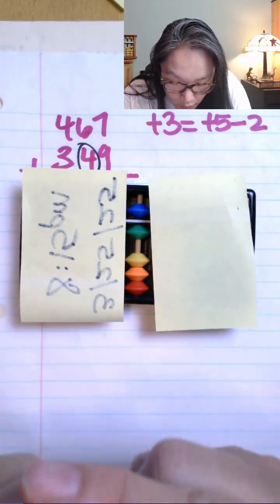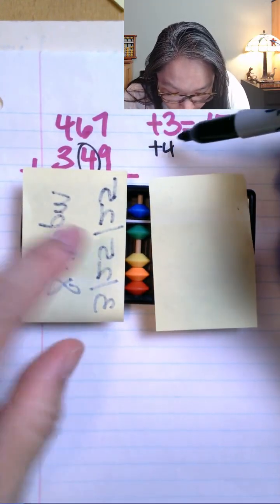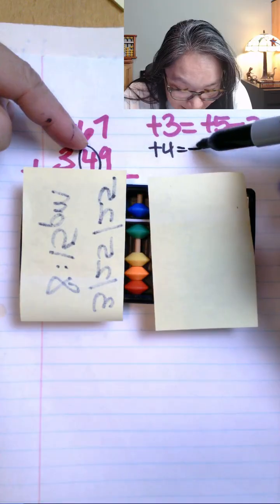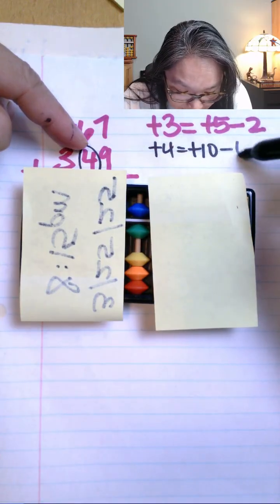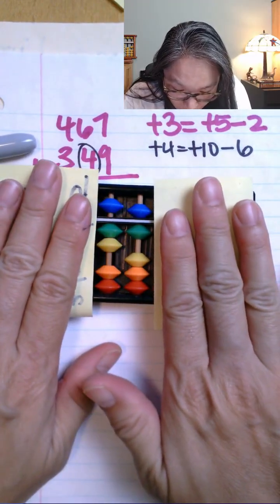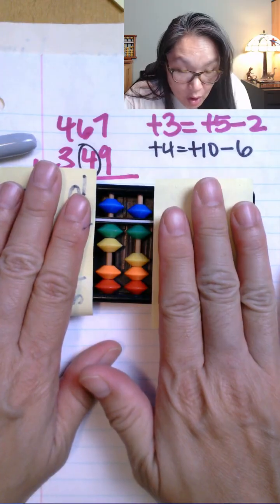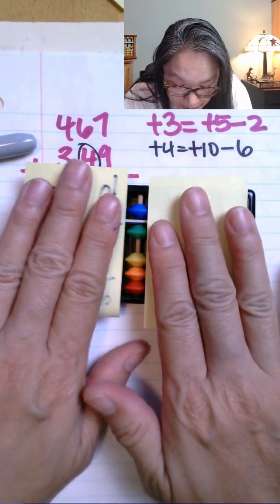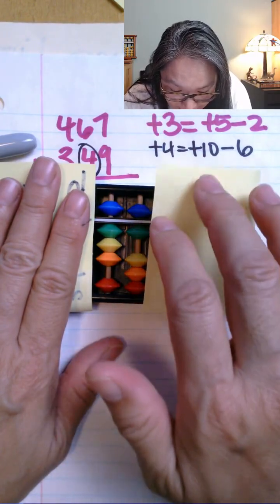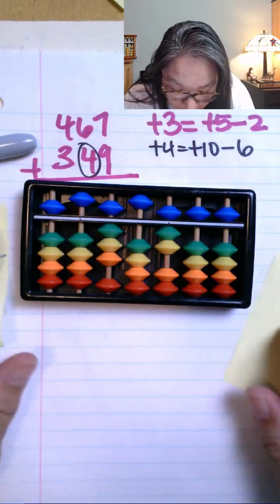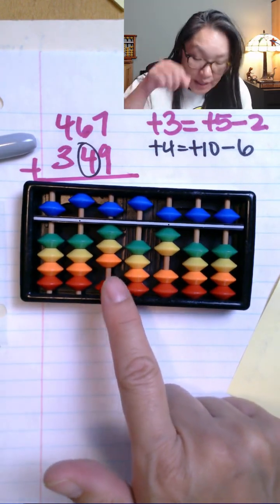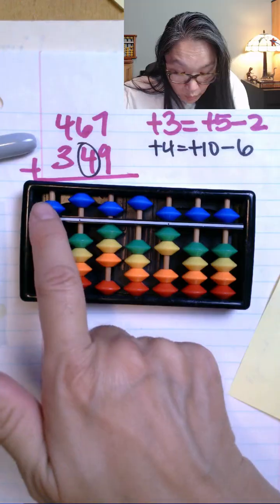what do we do? Can we add the 5? No, the 5 is already used. So what do we do? Plus the 10 minus 6. Plus the 10 just means I'm going to go one column over. That's it. That's all I'm doing. Plus the 10 just means one column over. So I plus the 10 and I take away the 6. I'm not going to say plus the 100 because then it gets confusing, because I don't know if I have to do 2 columns over or 1 column over.